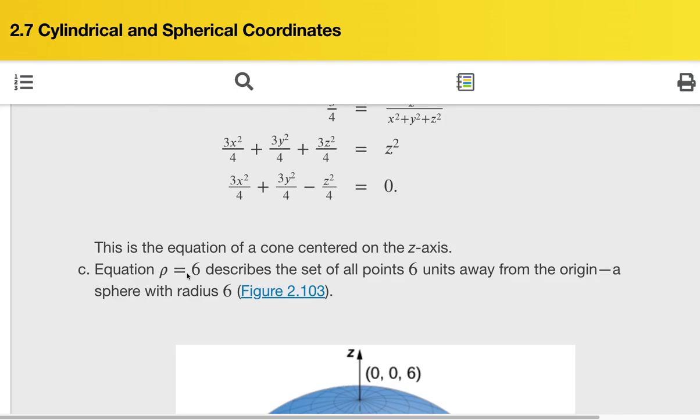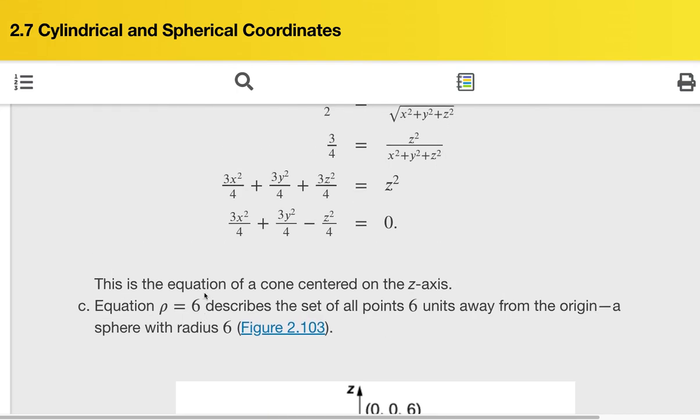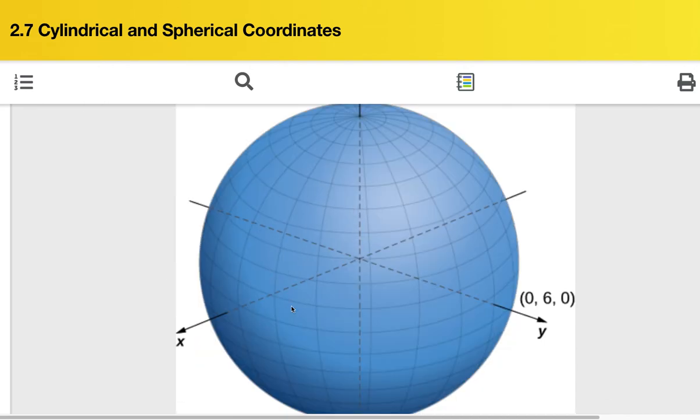And then what do you imagine when rho equals 6? Remember, rho is the actual distance from the point to the origin in space. What kind of surface keeps the distance from the point to the origin constant? I'm saying that's a sphere, right? If you have any confusion, this is how the sphere would look. It is centered at the origin with radius 6.